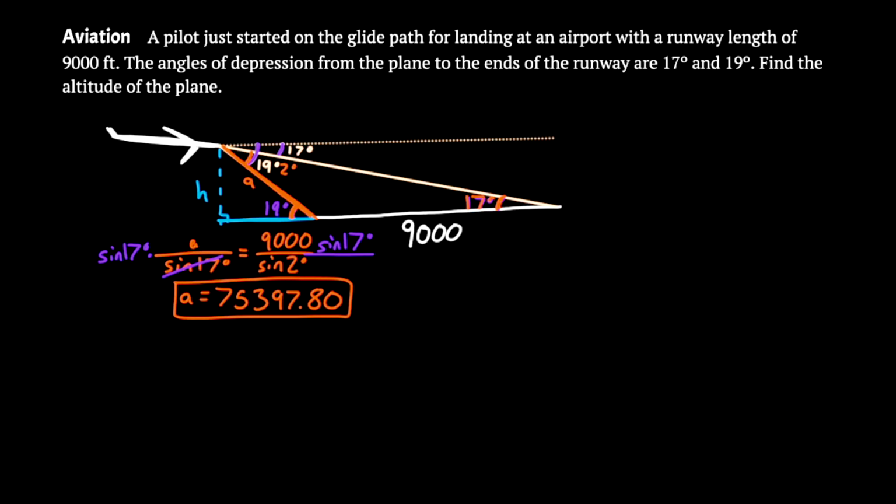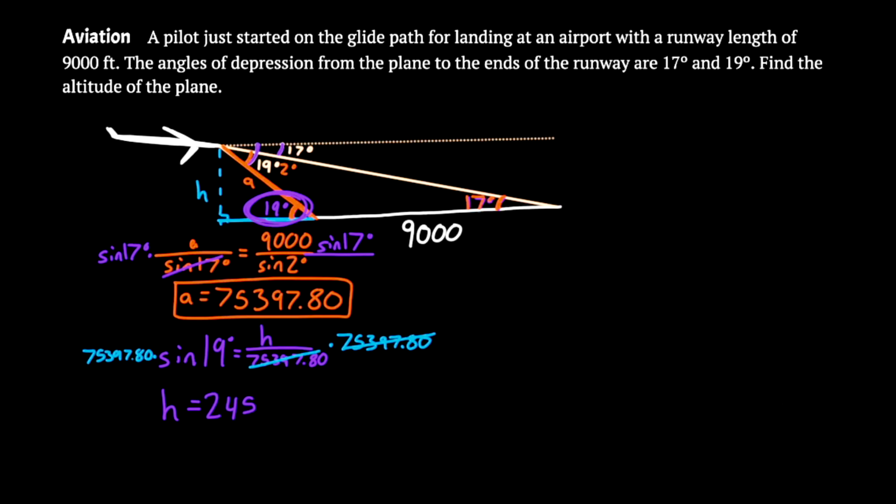But that's not actually the answer we're looking for in this problem. Remember, I want to find the side length that I labeled as h. And now I'm going to set up that sine equation with this angle here. So sine of this angle would be opposite over hypotenuse. So h over the side length that we just found, this a here. And now just multiply the denominator out of there. And now you should get that h equals 24,547.12. And we were given units in this problem. We're talking about feet. So that's our final answer.